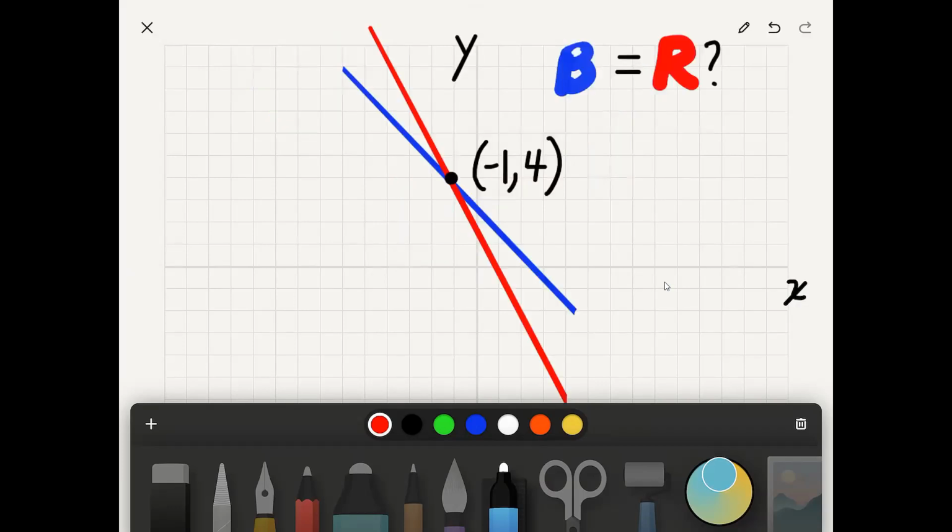Okay, let's look at another example. All right, now, same thing. We got two lines here, and this question is saying, where is the blue line equal to the red line? Well, I have the intersection. It occurs at (-1, 4). We only want the x value, so I'm just going to say when x equals -1, those two lines are equal.